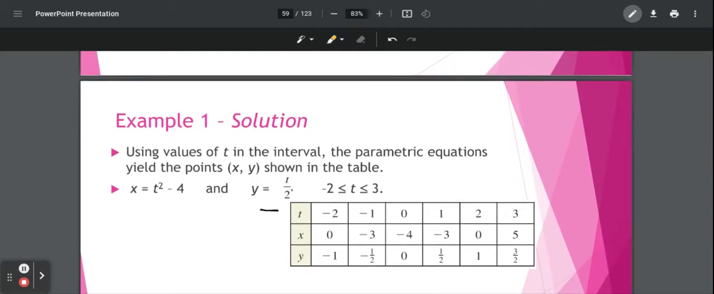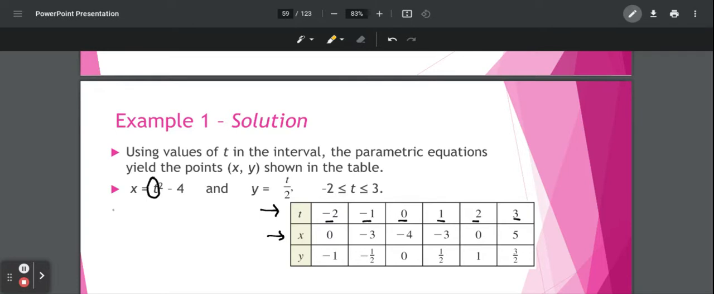We have our t values, and because t is from negative 2 to 3, I'm going to list the t values as negative 2, negative 1, 0, 1, 2, and 3. I'm just going to use whole numbers. And then the way that we come up with our x coordinate is you're plugging the t value into the t in your x equation.